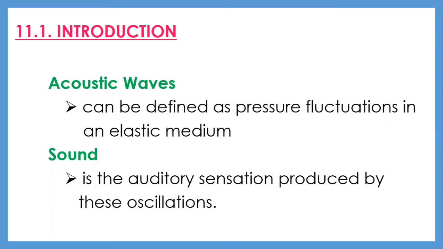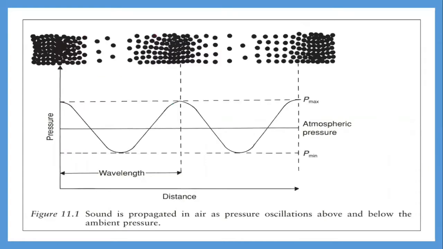Now here, acoustic waves can be defined as pressure or pressure fluctuations in an elastic medium. On the other hand, sound is the auditory sensation produced by these oscillations. Now, in air, sound consists of oscillations about the ambient atmospheric pressure, as shown in figure 11.1.